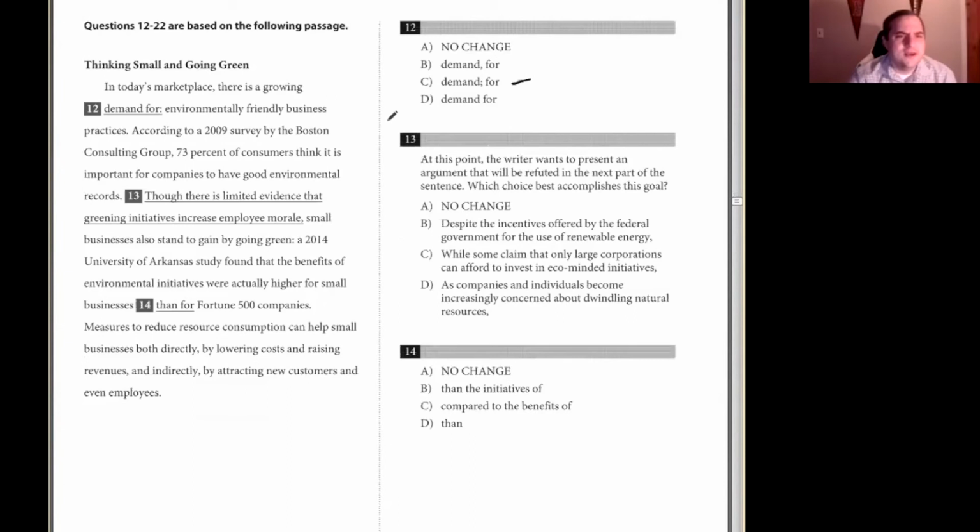All right, 13. At this point, the writer wants, all right, so this is a revision question. We haven't gotten to any of these yet, which is a little surprising because recently revision questions where they give you some sort of goal have been 25% of the test. And we're just getting to our first one at question 13. Maybe it's back heavy, but really important you know how to do these.